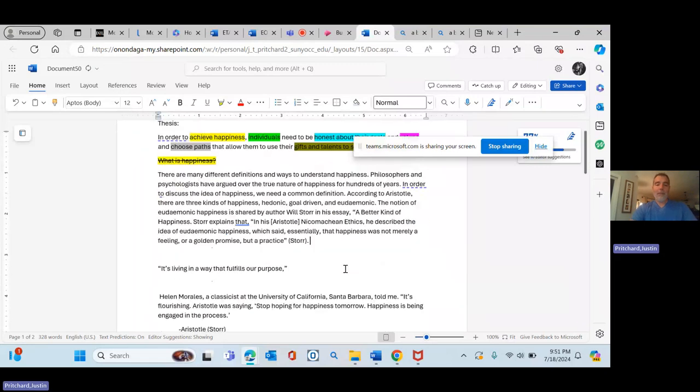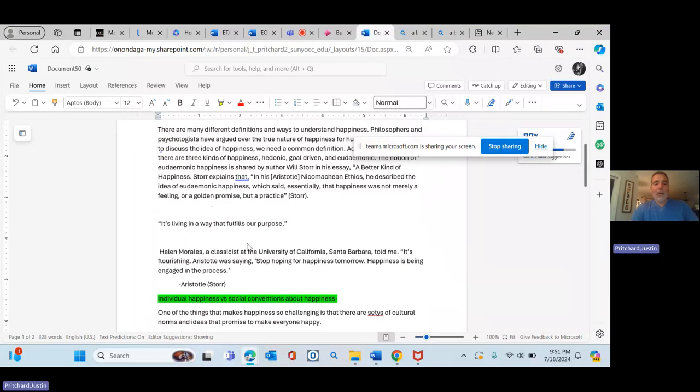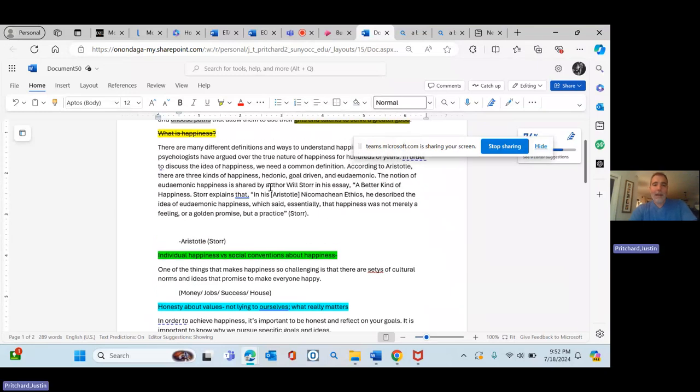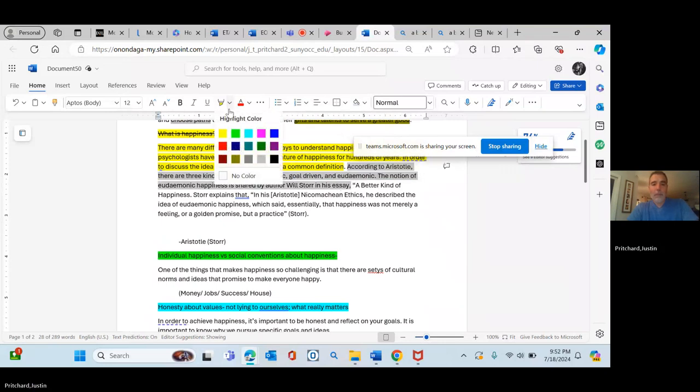So now what I'm going to do is, I don't think I need all this. I don't think I need Helen Morales or any of this. This is Storr's article, and I'm citing Storr from his article. And so I'm going to get rid of this for right now. And so I've now got a topic sentence here, right? Or a topic, I have my lead. Now here, I am introducing my quote. This is my support.